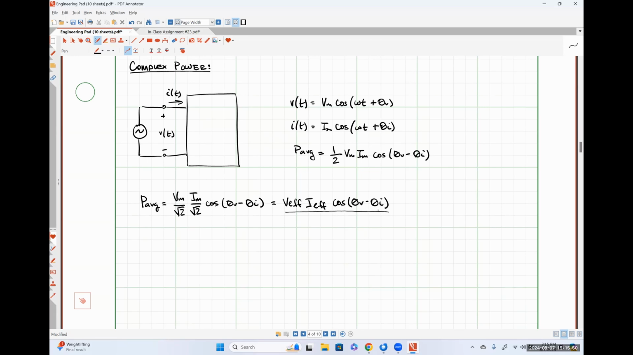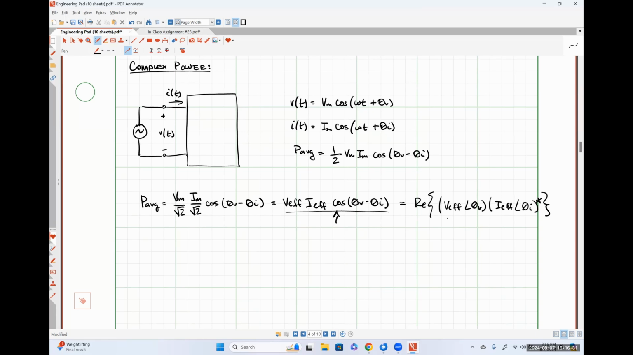What does this thing right here represent? Well, what it represents is the real part of the following operation. If I multiplied V effective with a phase angle of theta V by I effective with a phase angle of theta I conjugate, that is literally this thing right here.